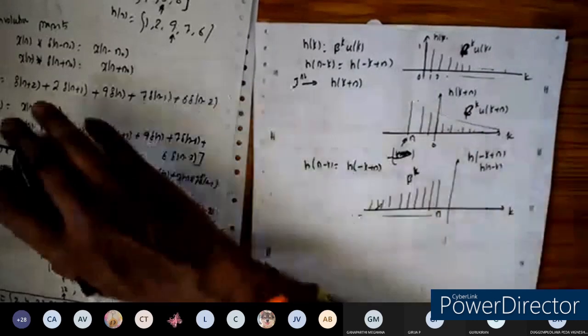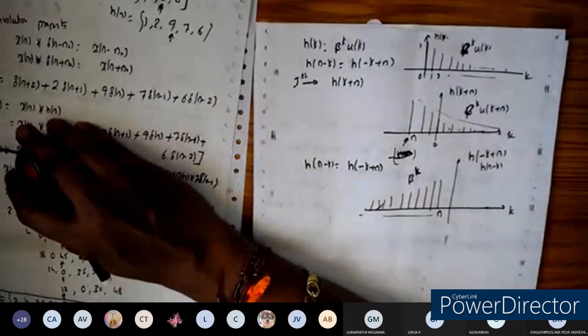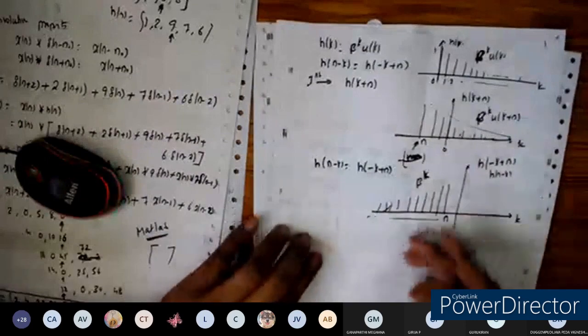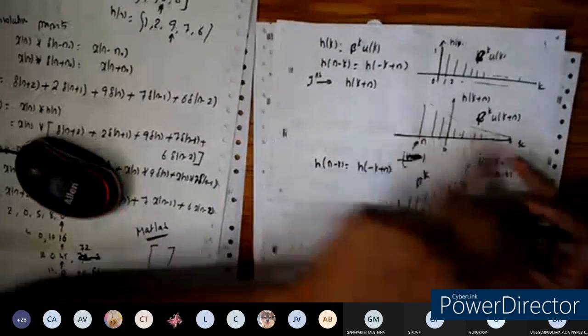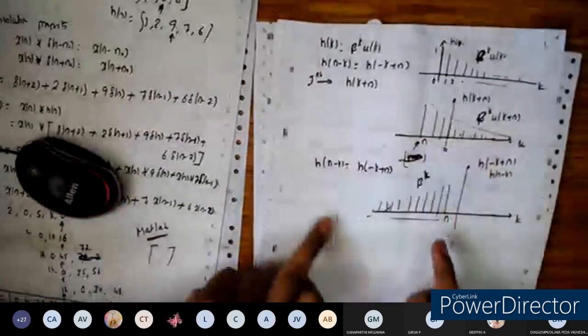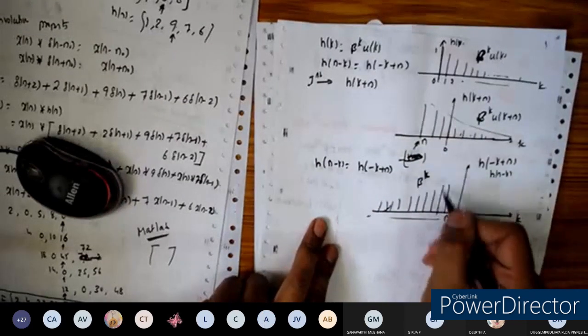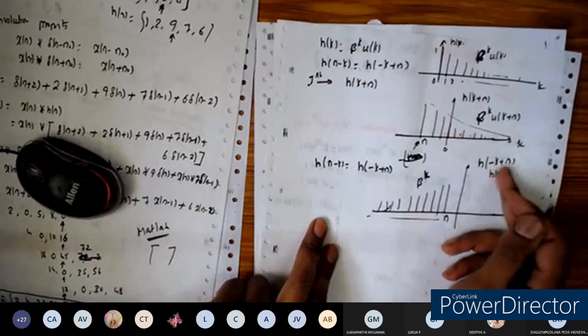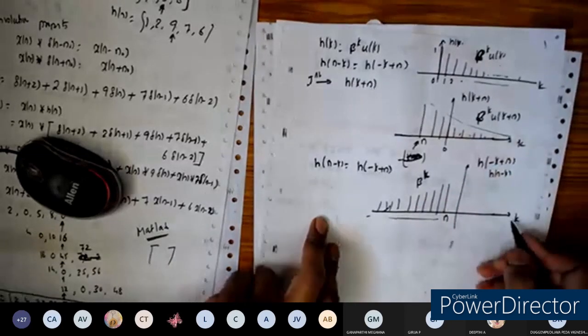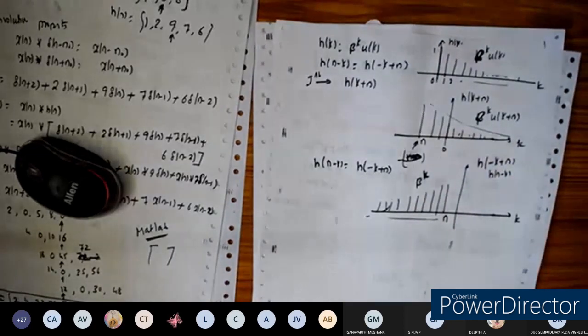Now when I take the reflection, the reflected sequence will become like this. This will go to the negative side, and this will come to the positive side. It has become like this. So this is beta to the power of k, and this is the sequence I am going to call h of n minus k. So this is a sequence of beta to the power of k. Done.